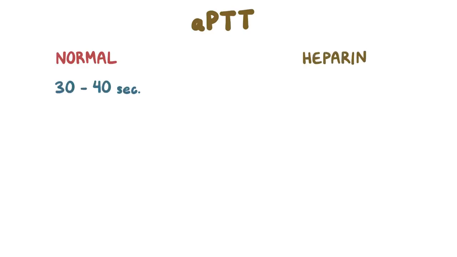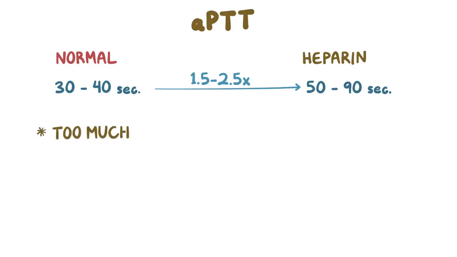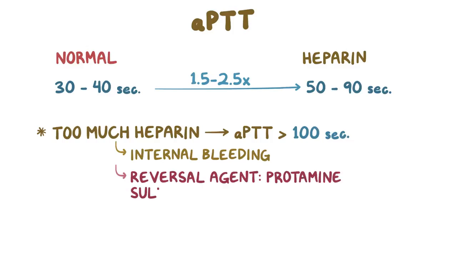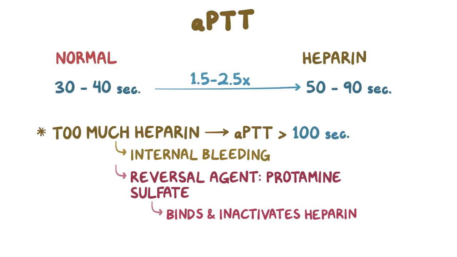With heparin therapy, the APTT is approximately 50 to 90 seconds, or 1.5 to 2.5 times the person's baseline value. If a person was given too much heparin, then the APTT can rise to values greater than 100 seconds, and the person might suffer internal bleeding. In these situations, a reversal agent called protamine sulfate can be given, which binds to and inactivates circulating heparin.